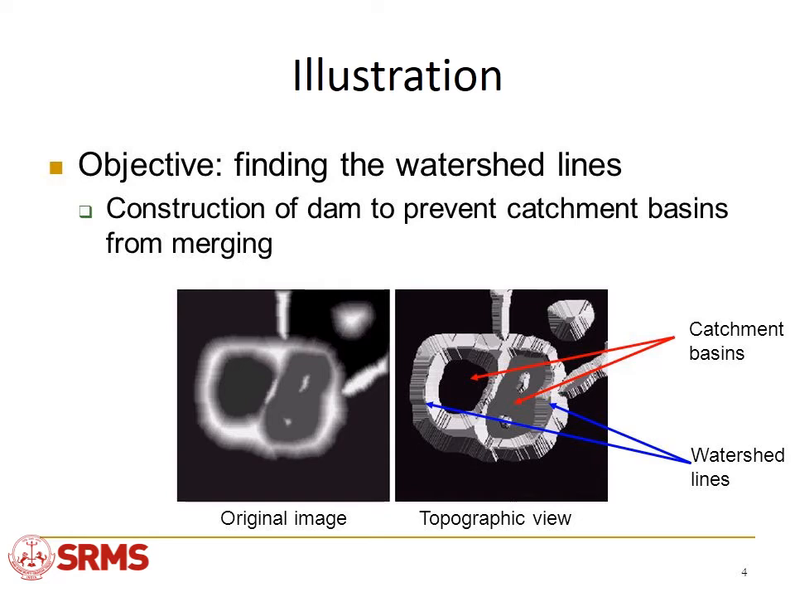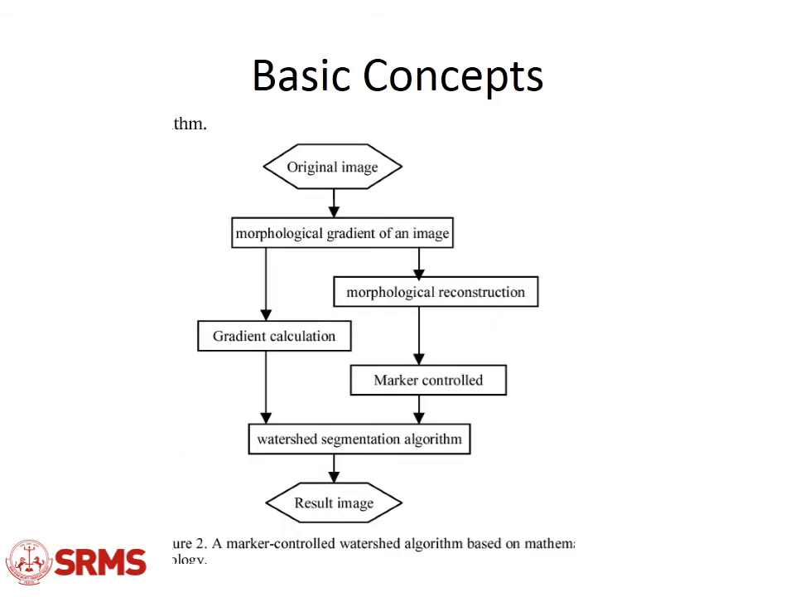Now the illustration part of this algorithm: the objective is finding the watershed lines, the construction of dams to prevent catchment basins from merging. Catchment basins can be represented by the red lines, and in the topographical view we can find these two defined partitions drawn in the image. The original image is given in a blurred form. Now in the topographic view we have watershed lines and different patterns also. These different patterns can be pointed out by lines.